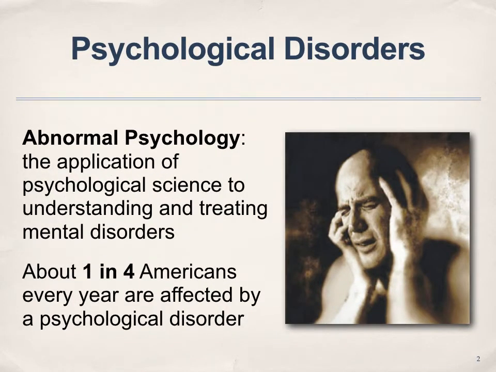What do we mean when we talk about abnormal psychology or mental illness? Abnormal psychology, the application of psychological science to understanding and treating mental disorders. For hundreds of years, we had superstitious beliefs about people whose brains weren't working properly. We thought they were possessed by demons. It's only been in the last couple hundred years that we've understood that psychological problems can manifest themselves in physical symptoms. Every year, about 1 in 4 Americans are affected by a psychological disorder. That's a lot of people who are quite unhappy because their behavior and their lives have been disrupted by some kind of psychological issue that needs treatment.